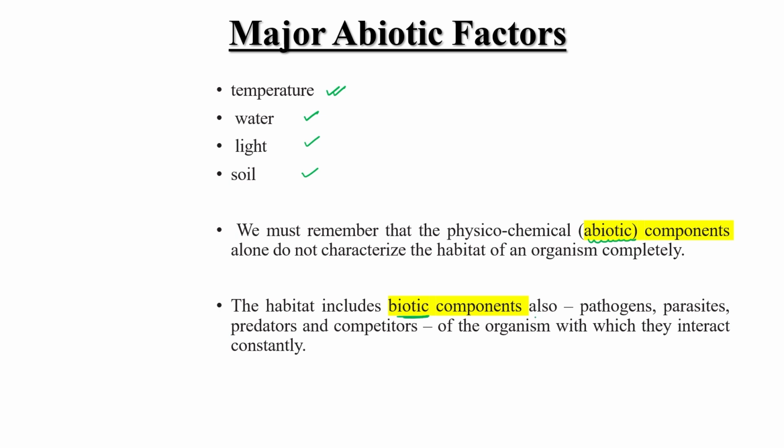And biotic components, what are the examples of biotic components? Any type of living thing. It may be pathogen, it may be parasites, it may be predator or competitor. They all come under biotic components. And all types of abiotic factors, which are very, very important for the survival of any organism, come under abiotic factors like temperature, water, light, and soil. Okay, both the factors interact with each other for their growth.